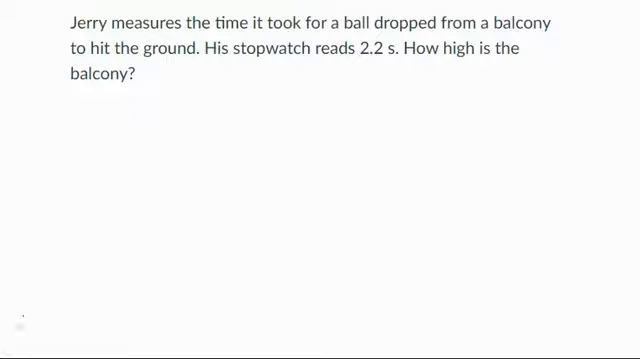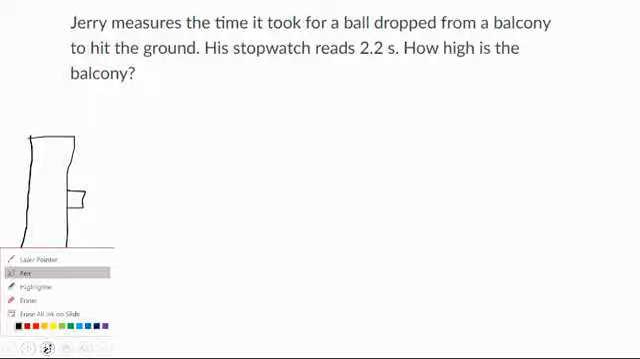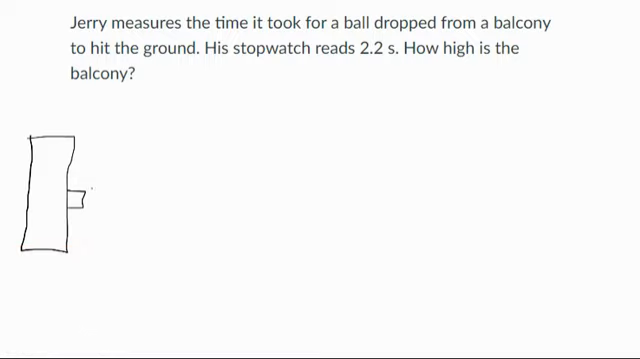So the first step is always draw the picture, right? So over here, there's a building. And somewhere, there's a balcony. And Jerry drops an object from here, right? And it goes down. And let's assume the building has a happy little lawn.